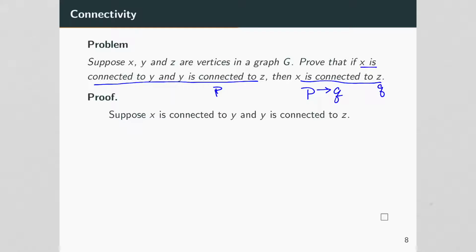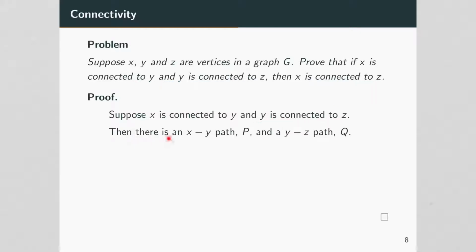For a direct proof, we assume that P is true and then we use a number of true statements based on that assumption to conclude that Q is true. So we're going to start with supposing P is a true statement. Suppose X is connected to Y and Y is connected to Z. That's our starting point. So what does that mean? Well, what's the definition of connected? That there's a path or a walk, can use either one, between X and Y, and then there's a path or a walk between Y and Z.